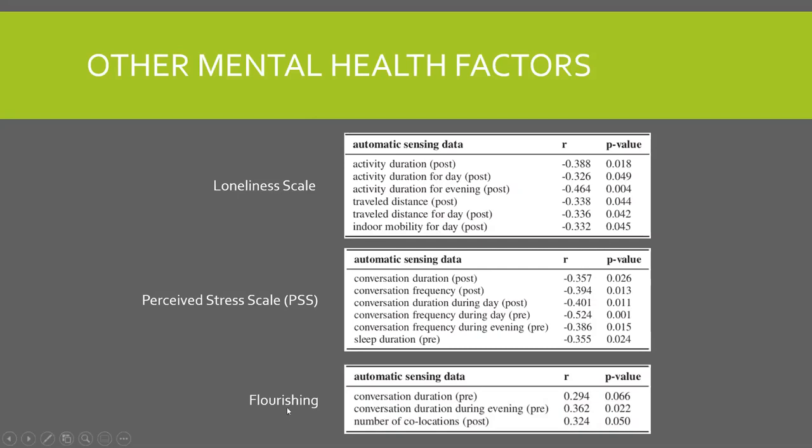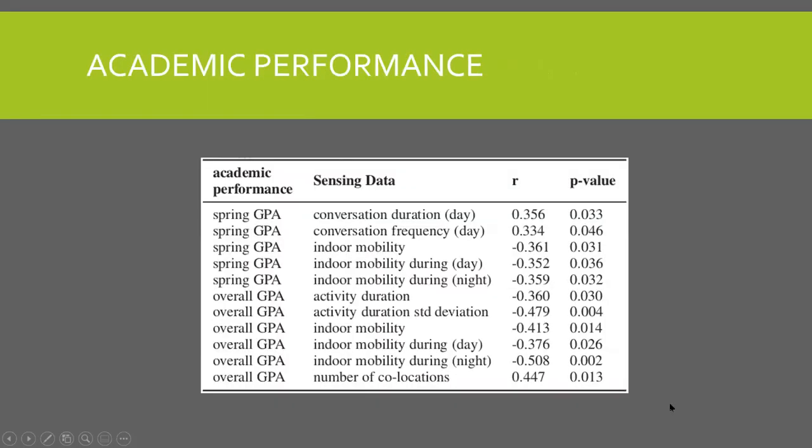And they also looked at flourishing, which is basically how well you are able to succeed. You'll notice they correlated that with conversation duration and got some interesting results, not super great. The really interesting thing here is academic performance. They were able to correlate these factors very well with both their spring GPAs and their overall GPAs. So you'll notice that it correlated positively with how long their conversations were. So longer conversations throughout the day generally resulted in higher GPA. You'll notice that if they were moving around a lot, they had a little bit lower GPA.